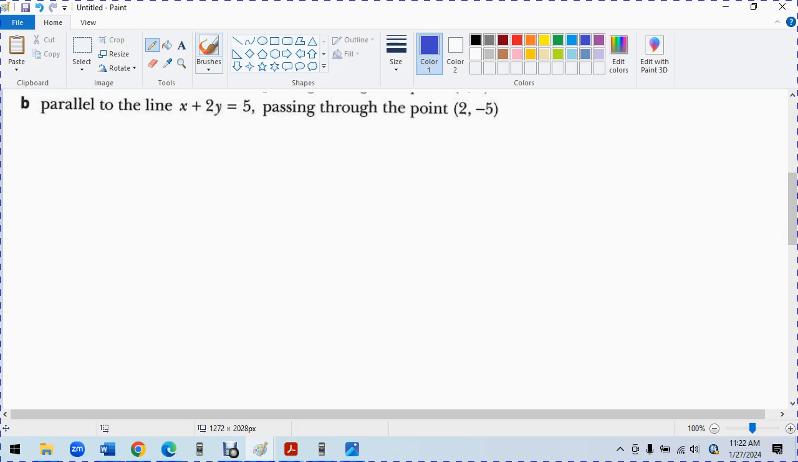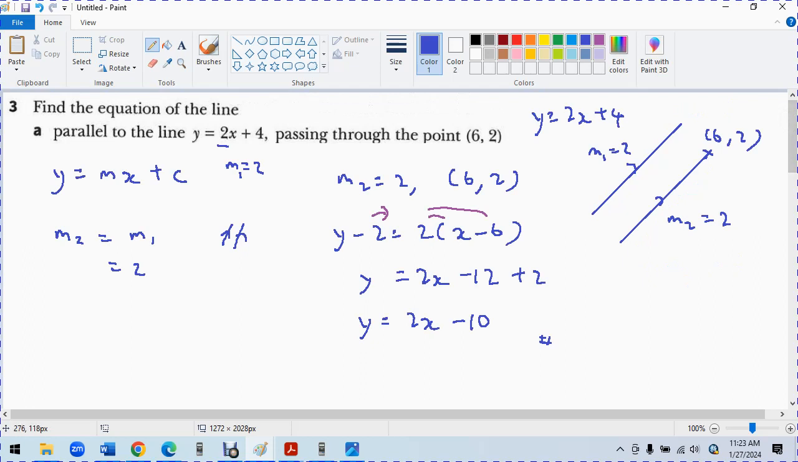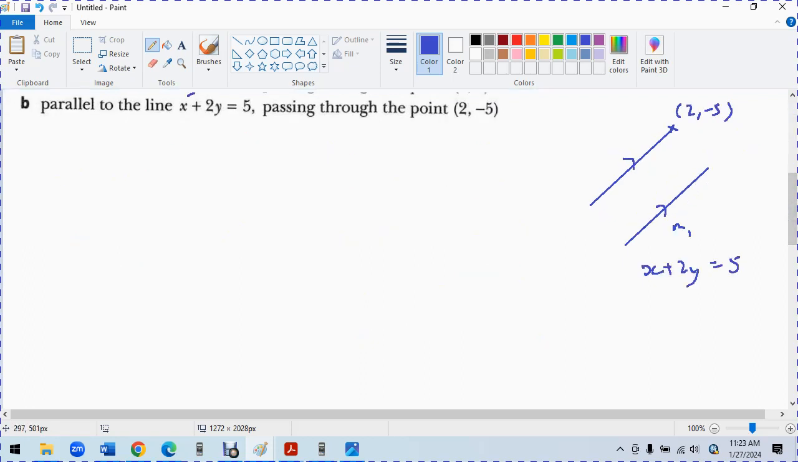So we look at B. It is parallel to this one, and then passes through (2, minus 5). Okay, so this is gradient 1, x plus 2y equal to 5. So we have to write the equation as y equal to mx plus c. We move this to the other side, so we have 2y equal to negative x plus 5. So y equal to negative half x plus 5 over 2. Because I divide by 2 here so that it is y.